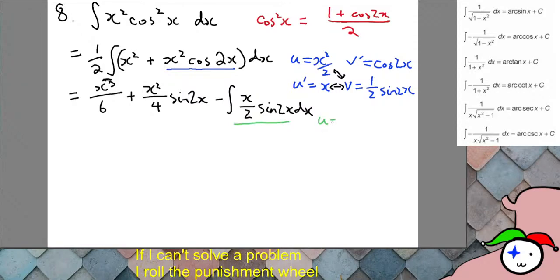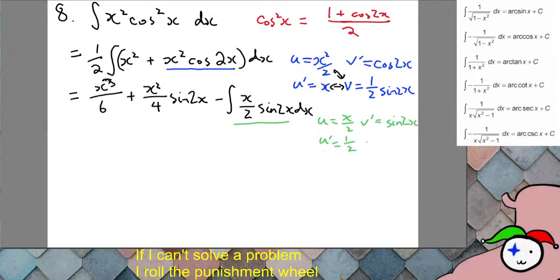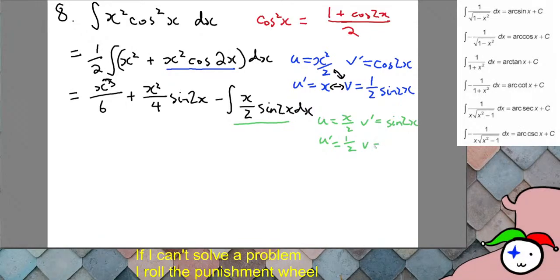U is x over 2, and we can take that away because it's half, and v, the integral of v is the sine part, and integrate that. Now we have to include the minus of a half, cos 2x. Running out of room there, but that's fine.